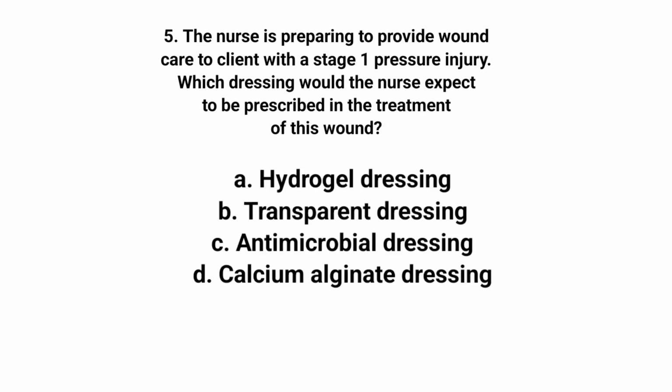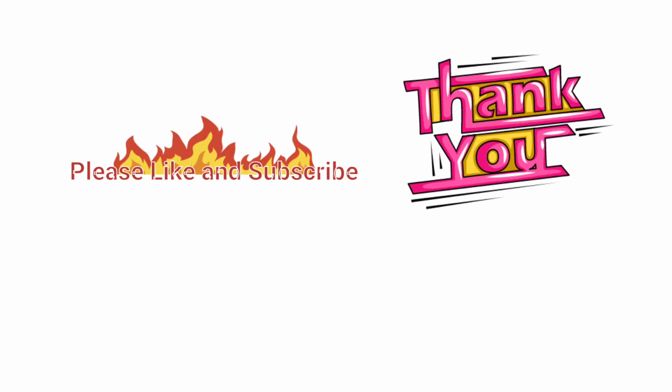Okay, our last question for part 1. Number 5. The nurse is preparing to provide wound care to a client with a stage 1 pressure injury. Which dressing would the nurse expect to be prescribed in the treatment of this wound? A. Hydrogel dressing. B. Transparent dressing. C. Antimicrobial dressing. Or D. Calcium alginate dressing. Correct answer is B. Transparent dressing. That's it, guys.